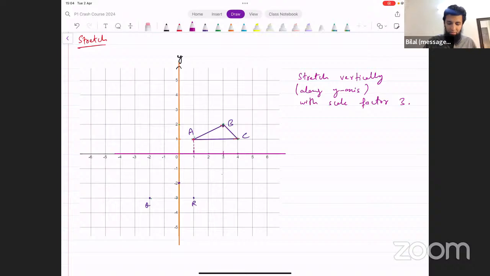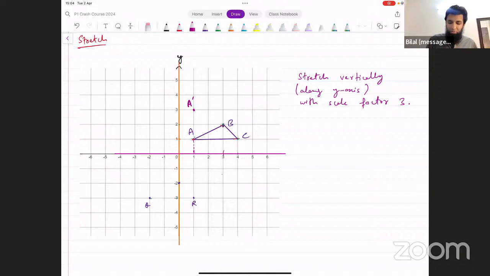This point A, where is it going to go? It's 1 unit from this line right now. It will go 3 units from the line. So it's 1 unit at this point. 1 into 3, it goes to 3. The point A is going to go here. Its distance initially was 1. That gets multiplied by 3. And it goes to this point A dash.